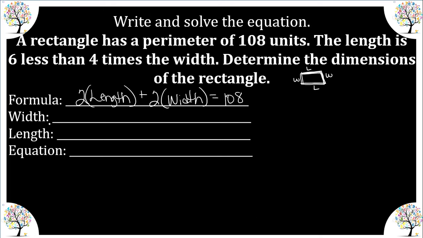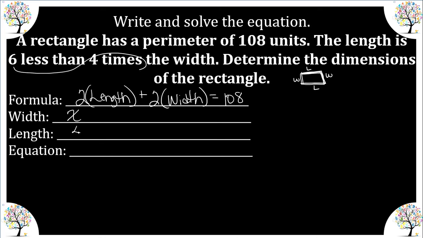So now we need an expression for width and length. Let's go back to the problem, and it says the length is 6 less than 4 times the width. So we know something about length, but we know nothing about width. So I'm going to let width be x. Remember, we can only use one type of variable in our equation, so I can't use x and y or L and W. So the length is 6 less than. Less than means we need to flip this around.